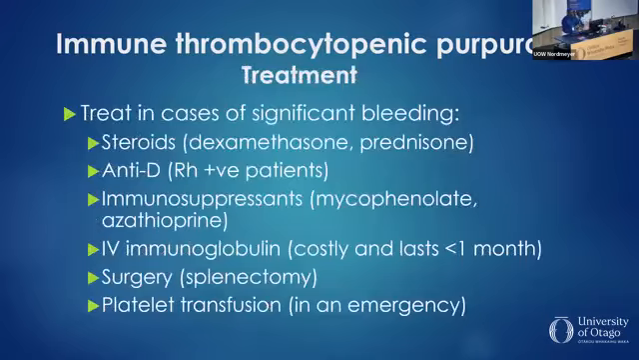ITP, in terms of treatment, we would use steroids as the first line, and if that doesn't work, we may go on to anti-D, immunosuppressive agents. Now, many times when patients have their first presentation, the acute presentation of an ITP, if it's in children, actually, the pediatricians will probably do nothing. They will just send the child home. And in adults, we would usually give something.